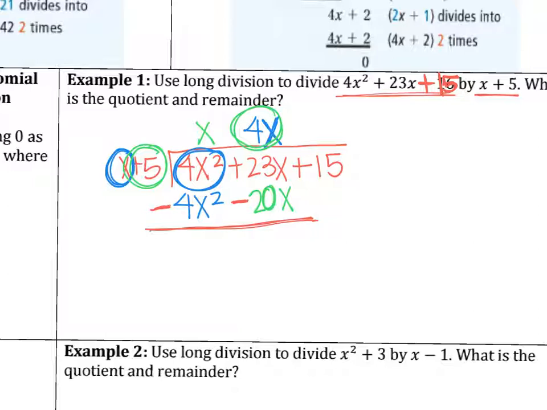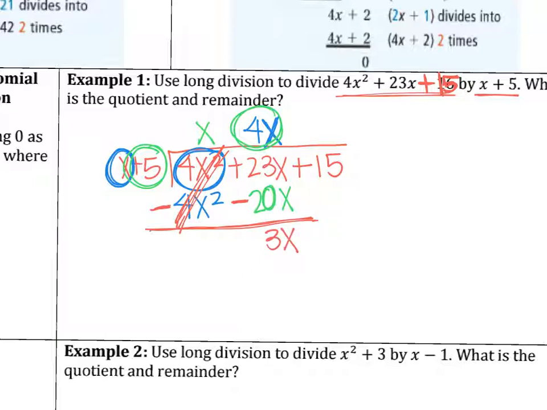Well, 4x squared minus 4x squared, that goes away. And you want to make sure that happens. If that does not happen, you did something wrong. You need to go back and try again. If your first term does not cancel out, that's the whole point of this, you did something wrong. Then I have 23x minus 20x. I'm left with 3x.